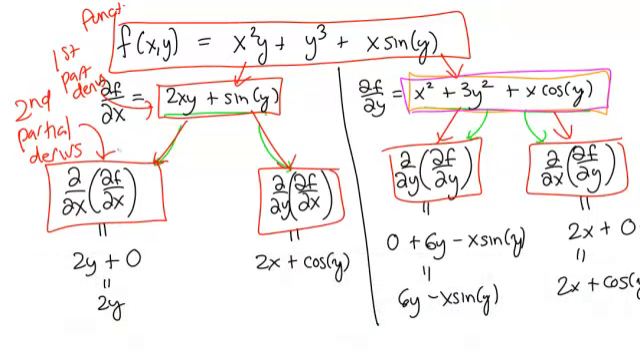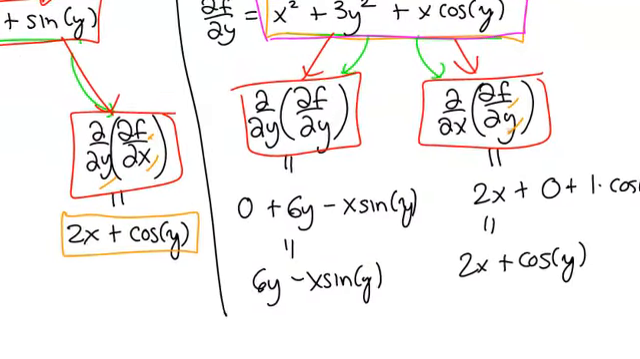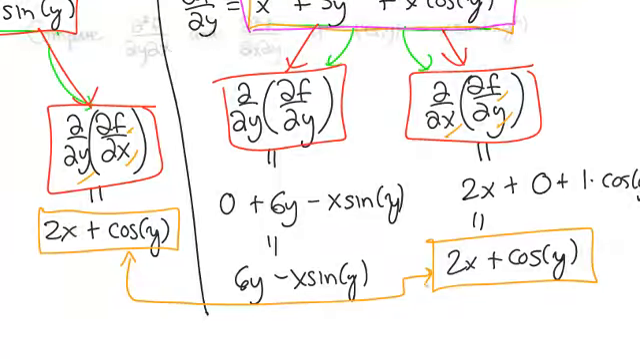There's one other thing to note about these partial derivatives right here: when we took the partial derivative of f with respect to x followed by y, we got 2x plus cosine of y. And when we took the derivative of f with respect to y and then followed by x, we got 2x plus cosine y. These two things matched up. And that's not quite an accident.